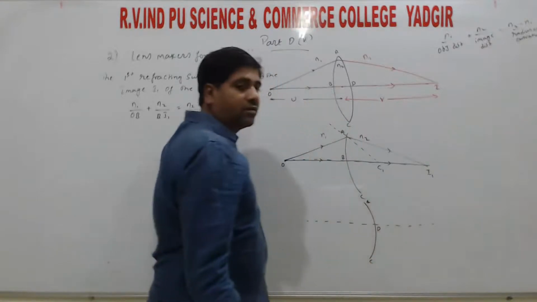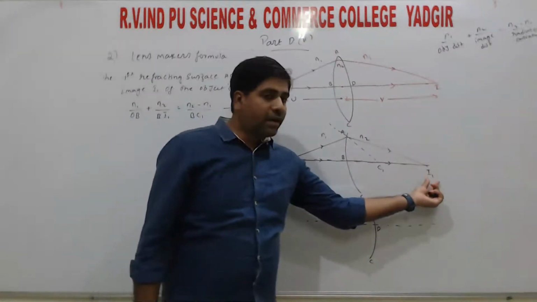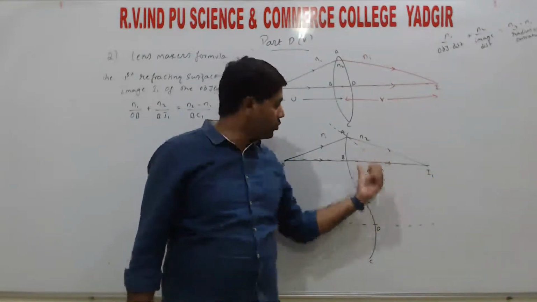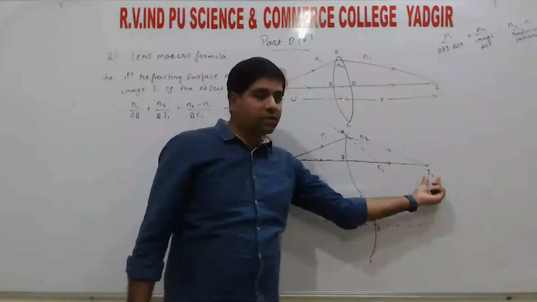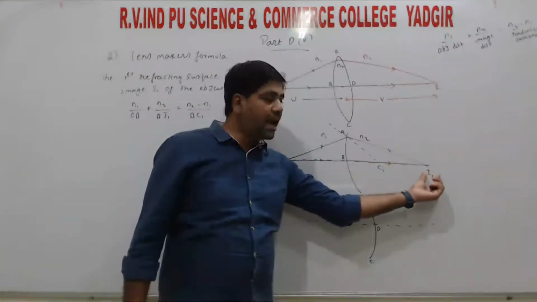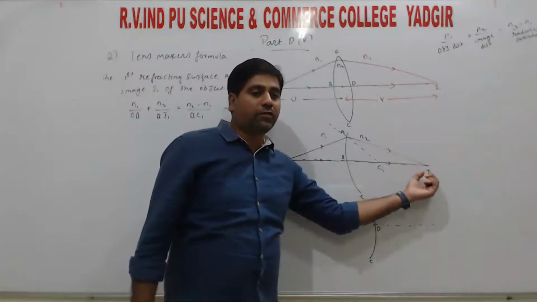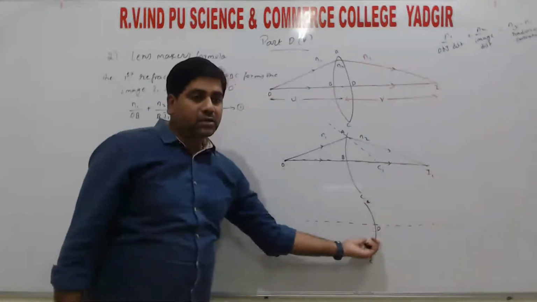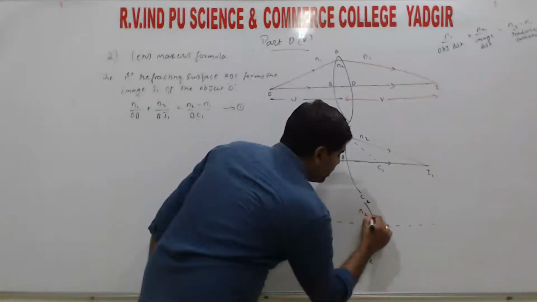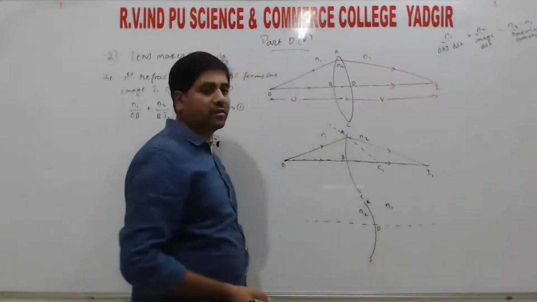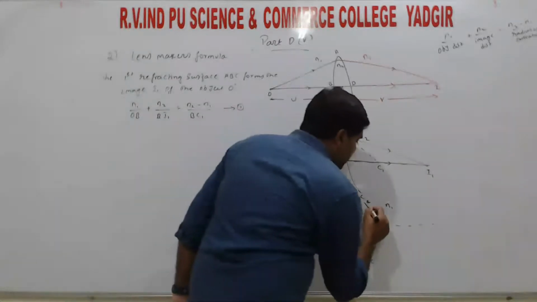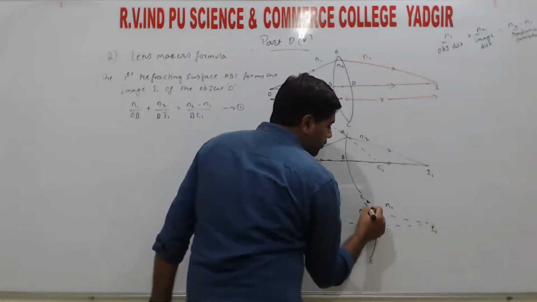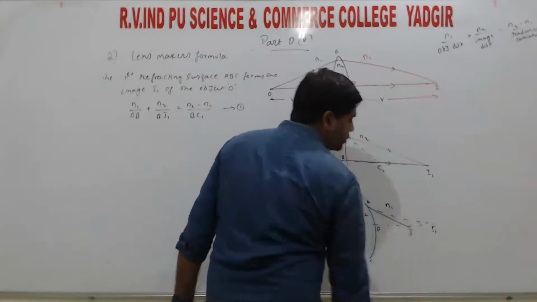For the second refracting surface, the image I1 acts as a virtual object. The image formed by the first surface will act as the object for the second refracting surface, and that object we call a virtual object. Here the refractive index is n2 and outside the refractive index is n1, right? So I1 is the object incident on the second refracting surface, hence the final image is formed at I.